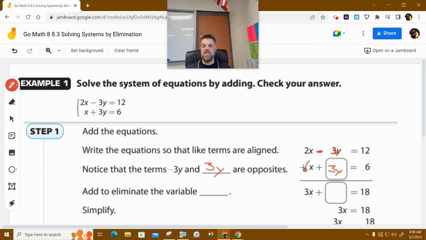Well, what happens if I add this thing vertically? Keep in mind that 2 plus 1 is 3x, right? But what's negative 3y plus 3y? 0. So when we add those two together, we eliminate what variable? The y, right? Also, 12 plus 6 is 18, correct?